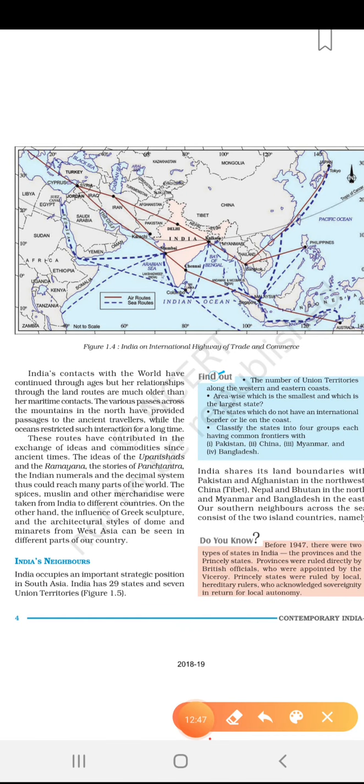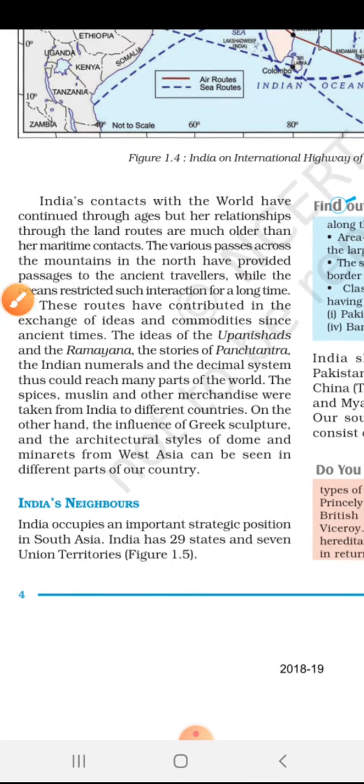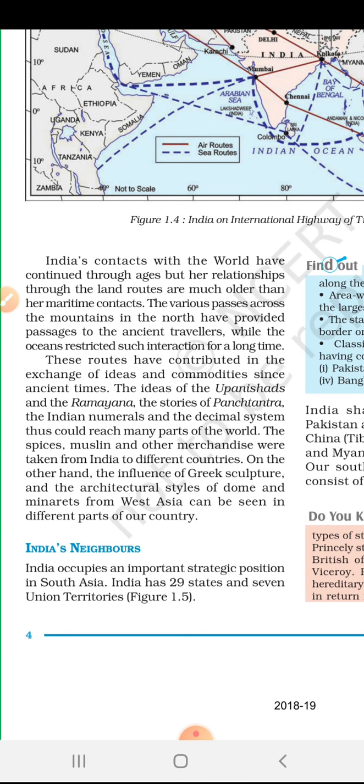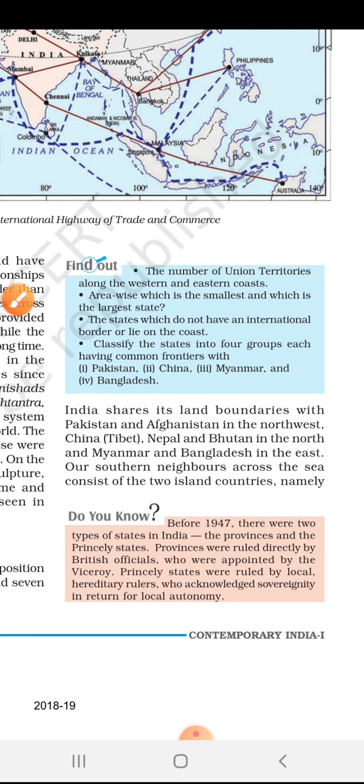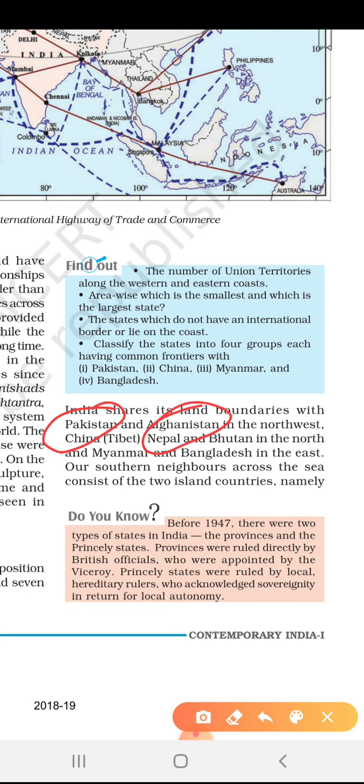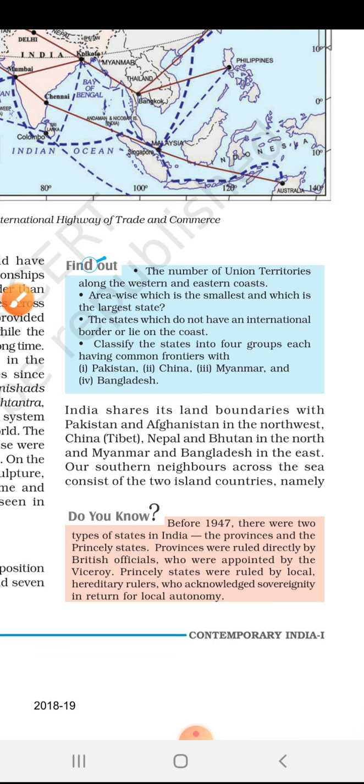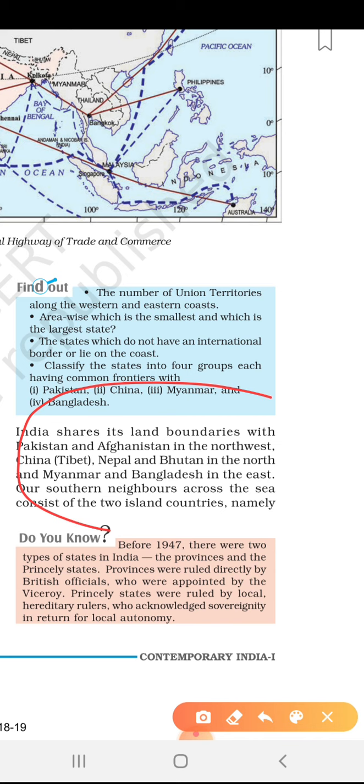Now we'll talk about India's neighbors. Okay, India occupies a strategic position in South Asia. India has 29 states and 7 union territories. India shares its boundaries with Pakistan, Afghanistan, China, Nepal, Bhutan, and Myanmar and Bangladesh in the east. You should remember all these points.